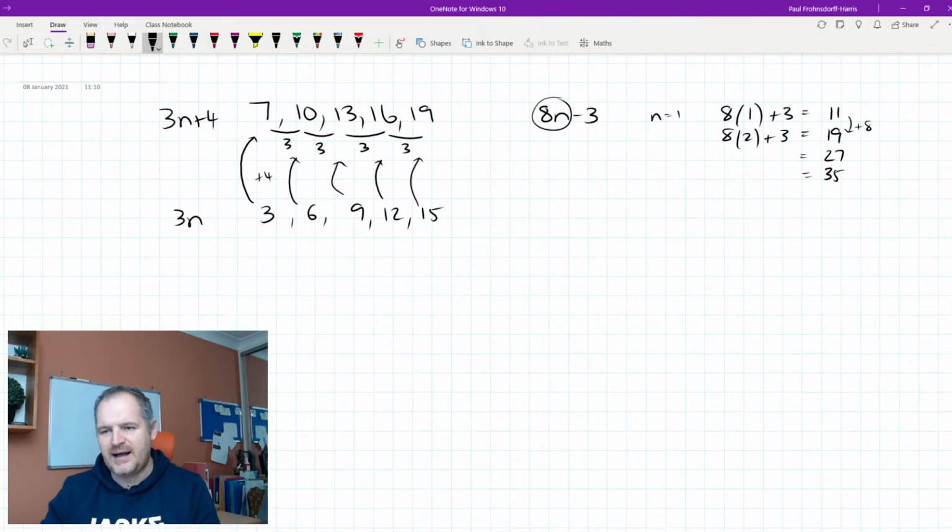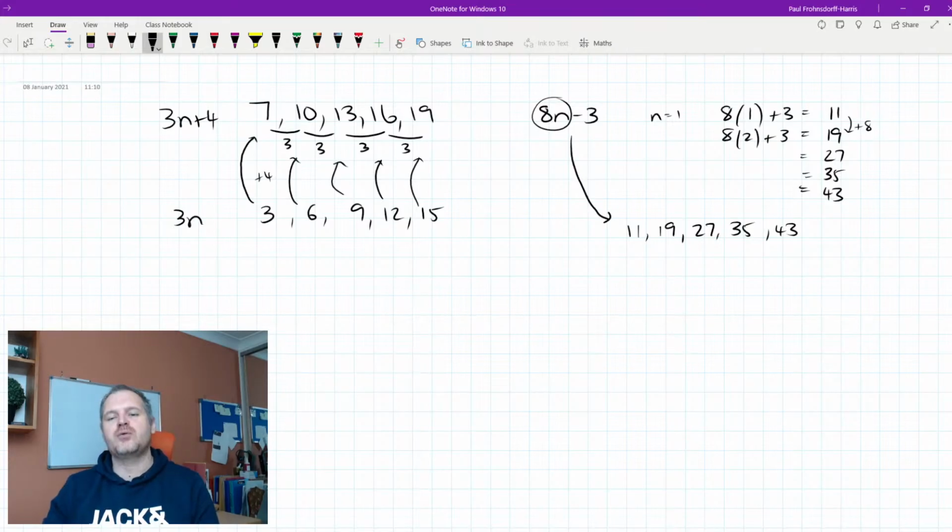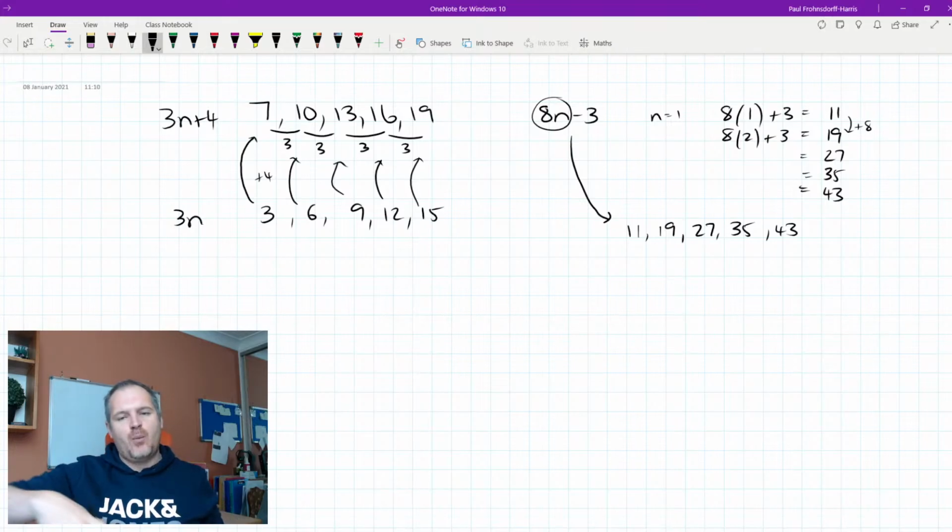8, 8, 8. So I'm doing like a little shortcut. I can just count up in 8s each time. And then we write the sequence out properly. 11, 19, 27, 35, 43. And that is the sequence that goes with that term generator. So I've got 2 questions here. One going from the sequence back to the sequence generator, and one going from the nth term to the sequence.